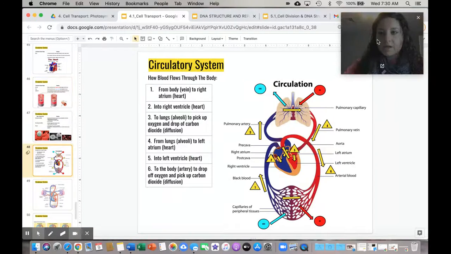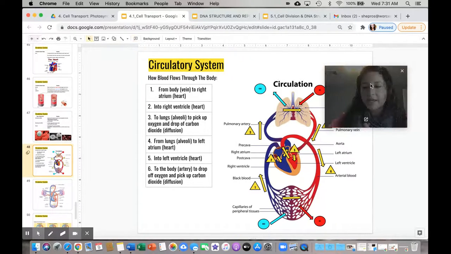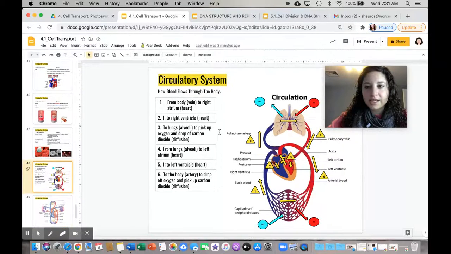All right, so I'm going to go into present mode for this slide right here, just because I animated it so that we can better see the flow of blood through the human body. So you won't be able to see my face, which I know is probably a disappointment to most of you. But like I said, I think it will be good to see this animation.